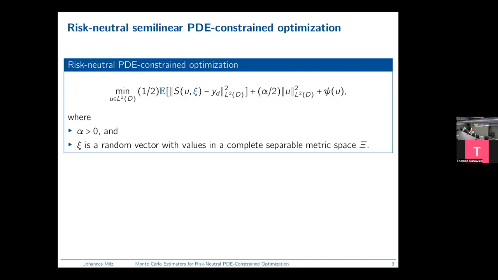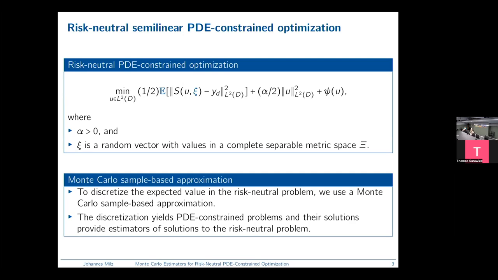These problems are challenging. One reason being, for example, that even for a fixed u and xi, there is no solution formula for the PDE. Also it may happen that this expected value is governed by a high dimensional integral. So in order to compute approximate solutions to it, what we will do is we approximate this expected value by a sample average.